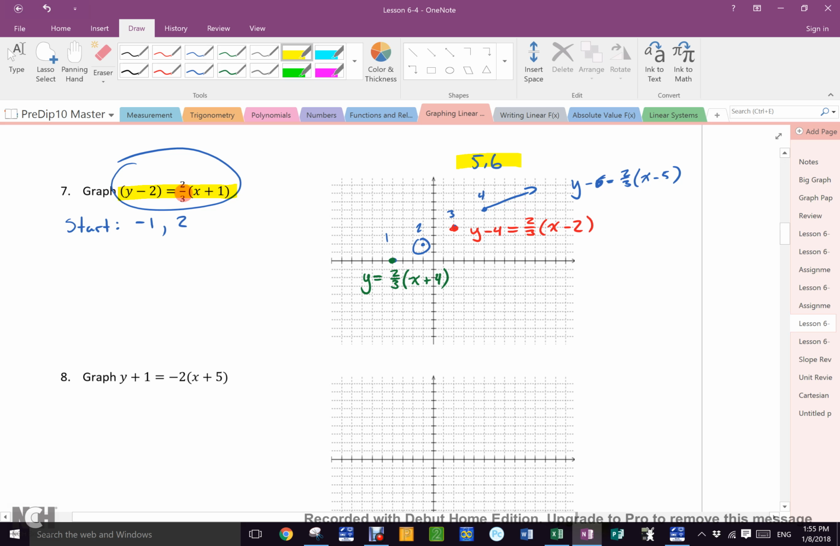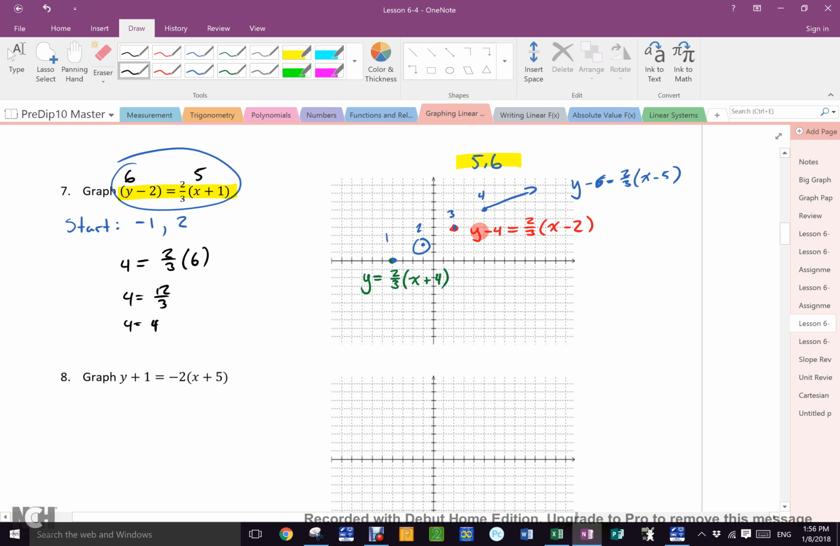Five, 6. Where would you put the 5? In for the X. Where would you put the 6? In for the Y. What's 6 minus 2? 4. What's 5 plus 1? 6. 2/3 of 6 is 4. 6 times 2 is 12. 4 equals 12 over 3. 4 equals 4. See how it works?